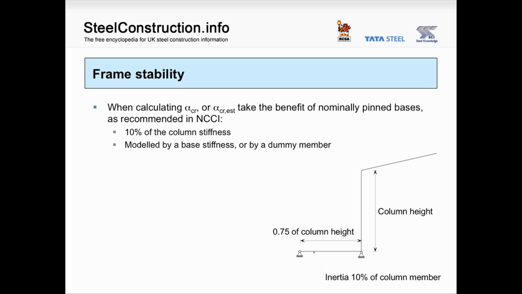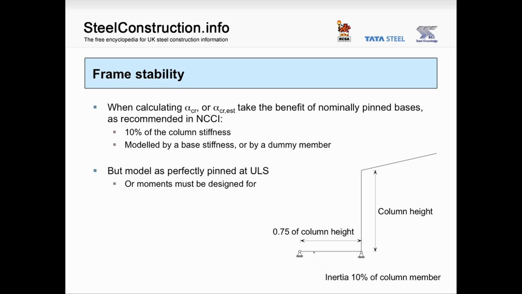So the diagram shows how we would model a dummy member. It's rigidly connected to the column. It has a length of 0.75 of the height of the column. It's pinned at the extreme end, and it has an inertia which is 10% of the column member, and that will provide a base stiffness equal to 10% of the column stiffness.